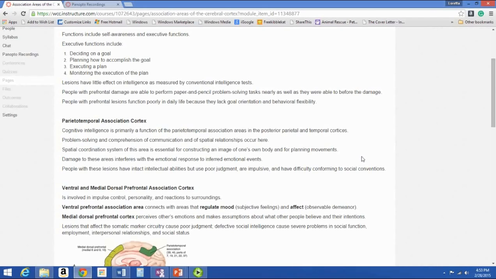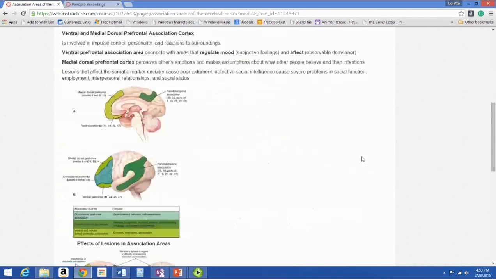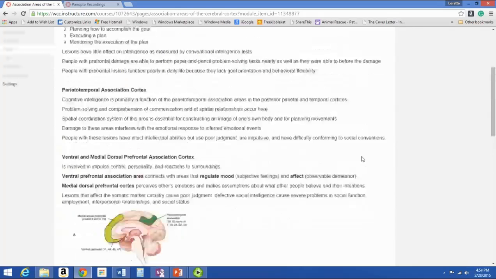It shows where these areas are in the brain, and you don't need to know that specifically, but it is just interesting to see where it's looked. The parieto-temporal association cortex, strangely enough, in the parietal and temporal lobes, that's where cognitive intelligence is. Functions primarily in cognitive intelligence. So problem solving and comprehension of communication and spatial relationships happen there.